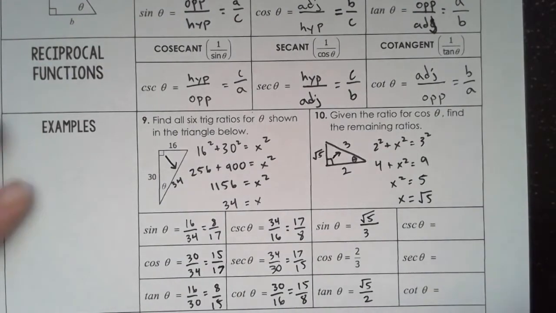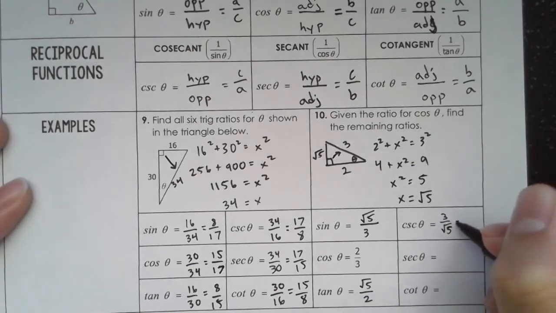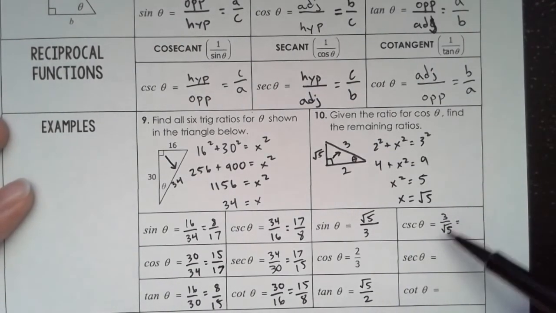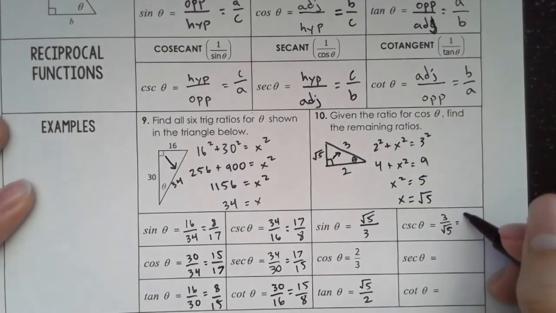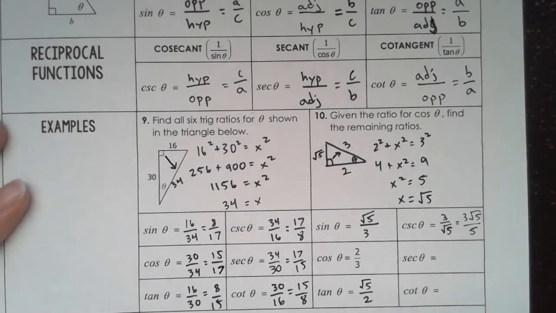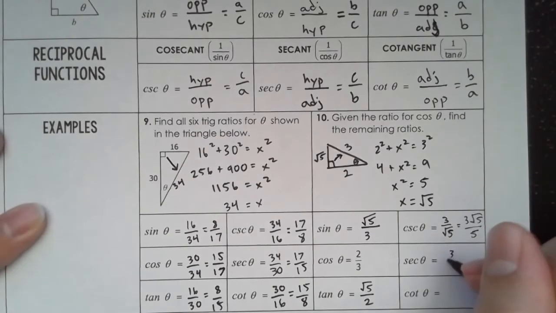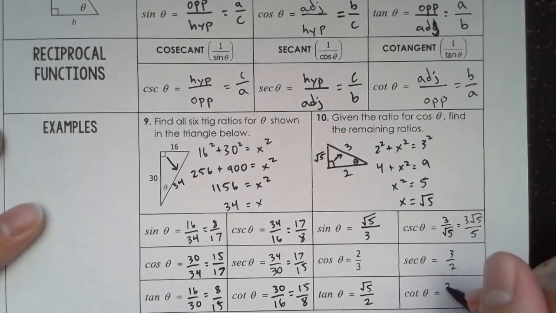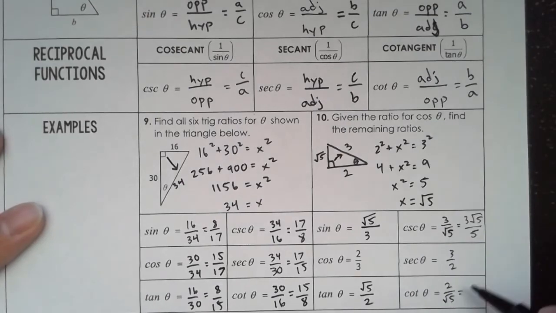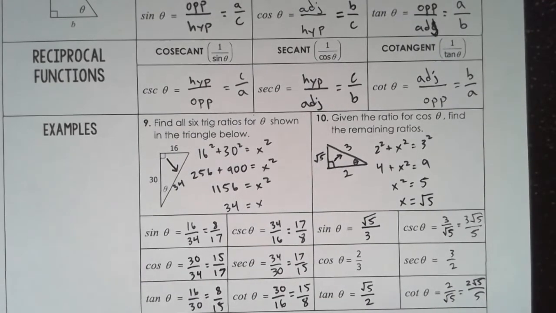Cosecant would be reciprocals, so I have 3 over square root of 5. But something that happens here is, again, we don't want that root in the denominator, so we're going to get 3 square root of 5 over 5, and we can't simplify from there. Secant is 3 over 2, and then cotangent would be 2 over square root of 5, but then we would have to multiply top and bottom by square root of 5, so I get 2 square root of 5 over 5, and then that's it.